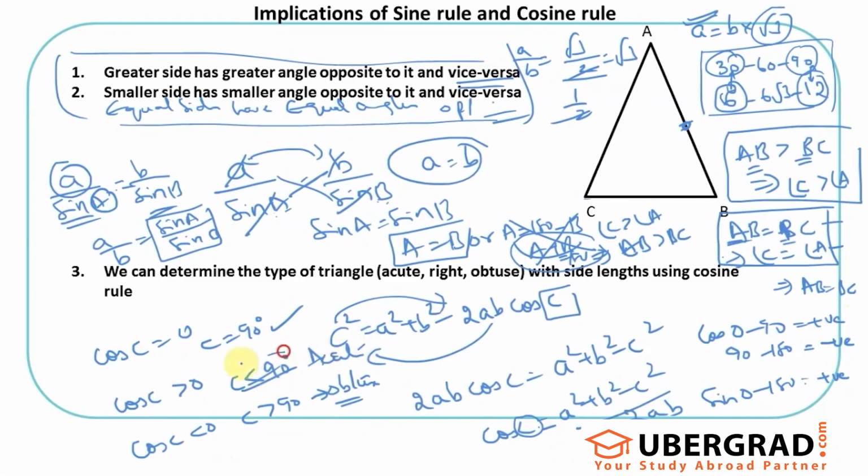I mean, at least I'm saying this angle is less than 90. I have to also check other angles depending on how the question is framed. But yeah, this is how you could actually understand. a square plus b square minus c square by 2ab will help me figure out the approximate value for angle C.